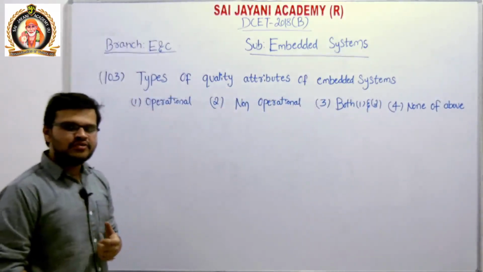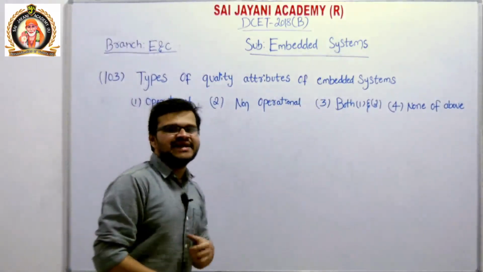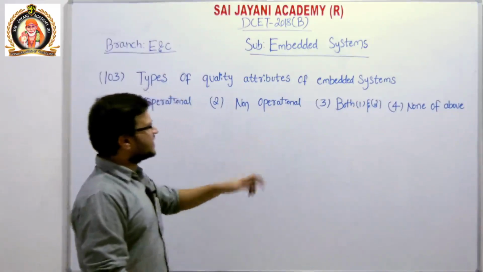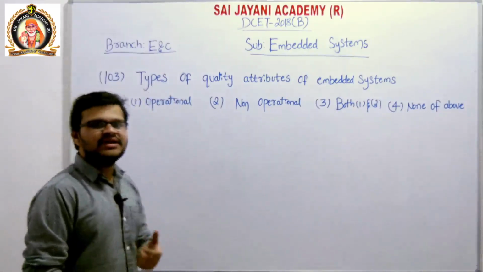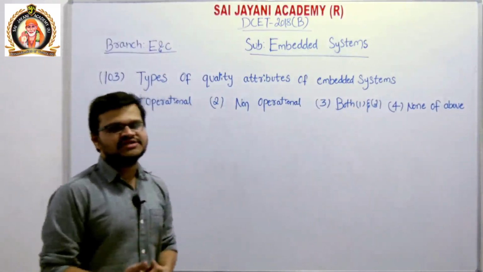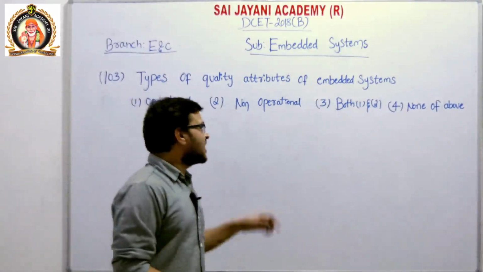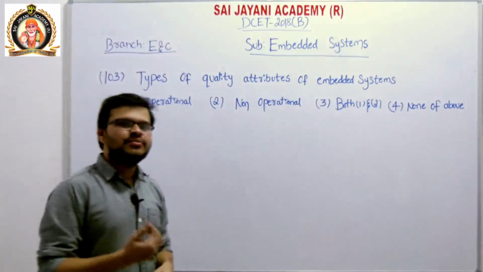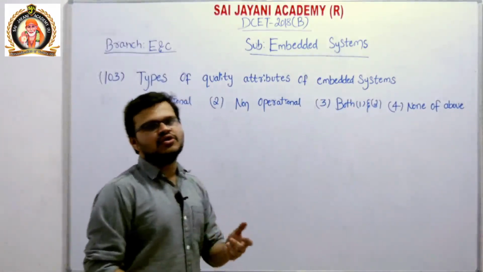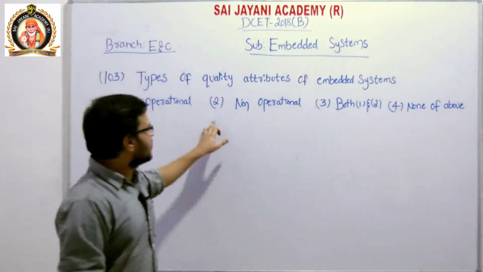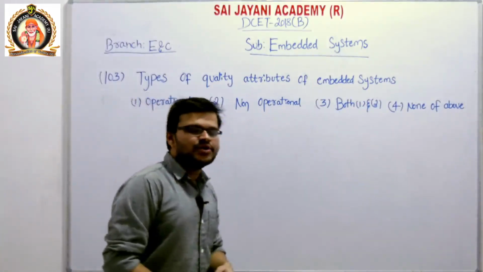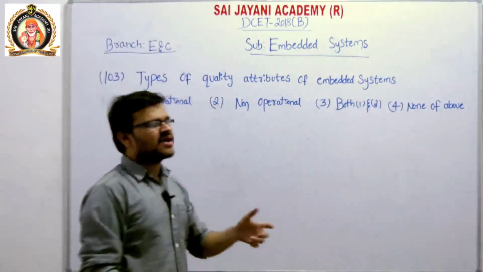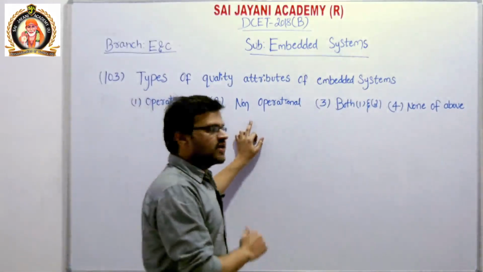The quality attributes are the requirements that need to be documented properly in any embedded system. They are mainly classified into two types. The first one is operational quality attribute and the second one is non-operational quality attribute. The operational quality attributes are related to the operation or functioning of an embedded system, but non-operational quality attributes are mainly concerned with the product.